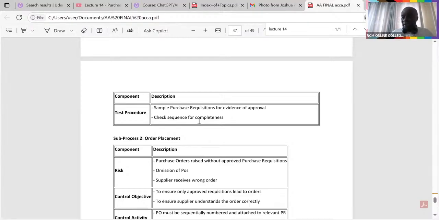Then now we go to sub process 2. The need has been identified. We need this particular item. The approval process has gone through. In this case, a PR, purchase requisition, has been raised. Now straight away, we go to the ordering system. So sub process 2, order placement.